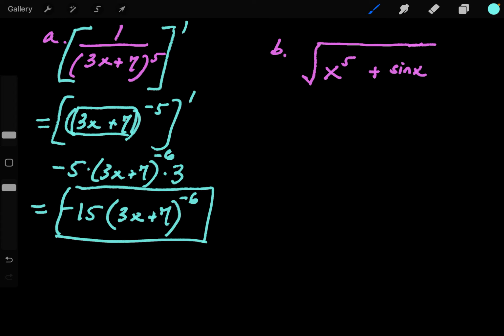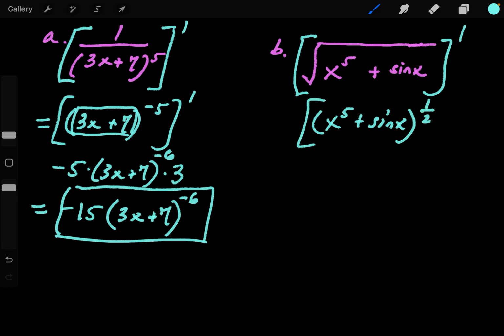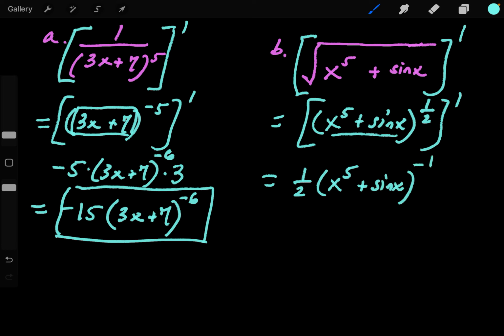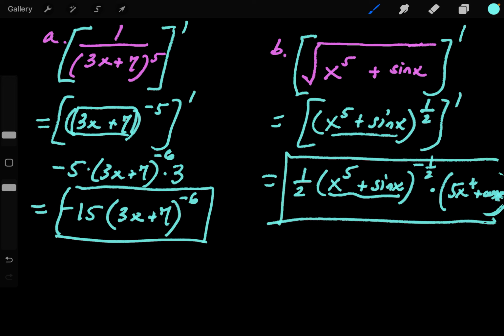The next one, similarly, if I were looking for the derivative, I would write it as x to the 5th plus sine x to the 1/2. And I would differentiate this using chain rule. I would say that this whole thing is u. I'd bring down a 1/2, right? The g stays the same, x to the 5th plus sine x to the negative 1/2, times the derivative of this whole thing, which is going to be 5x to the 4th plus cosine x. And you could leave it like that. That's fine. That's okay.